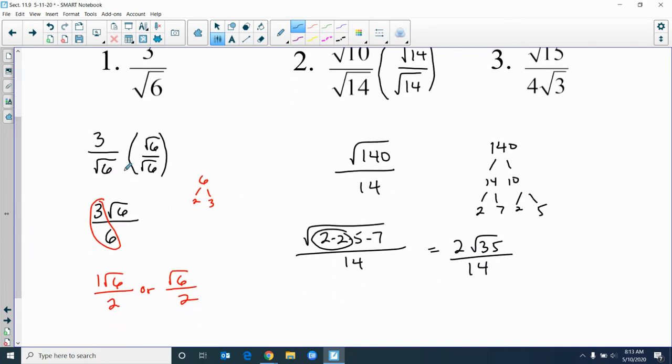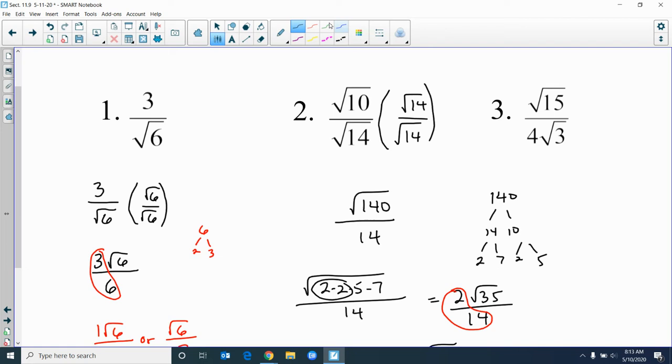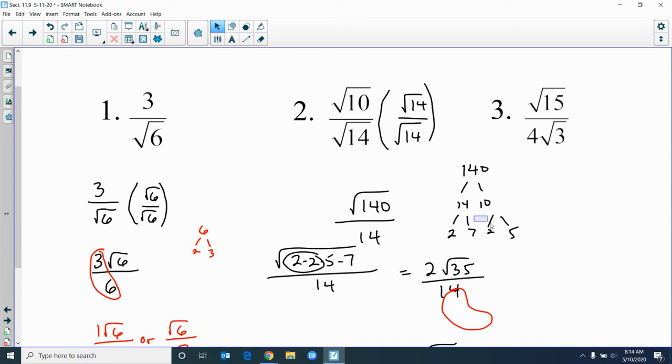But we are not done, because 2 and 14 reduce, and it reduces to square root of 35 over 7, because 2 goes into 2 once and 2 goes into 14 7 times. So that's the square root of 35 over 7. And let me just go through that third one here.